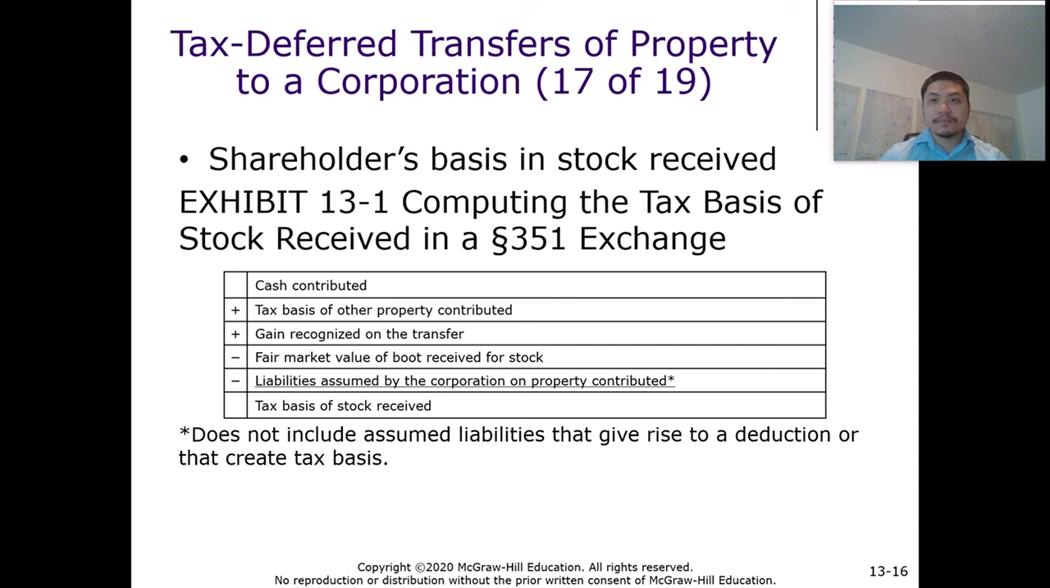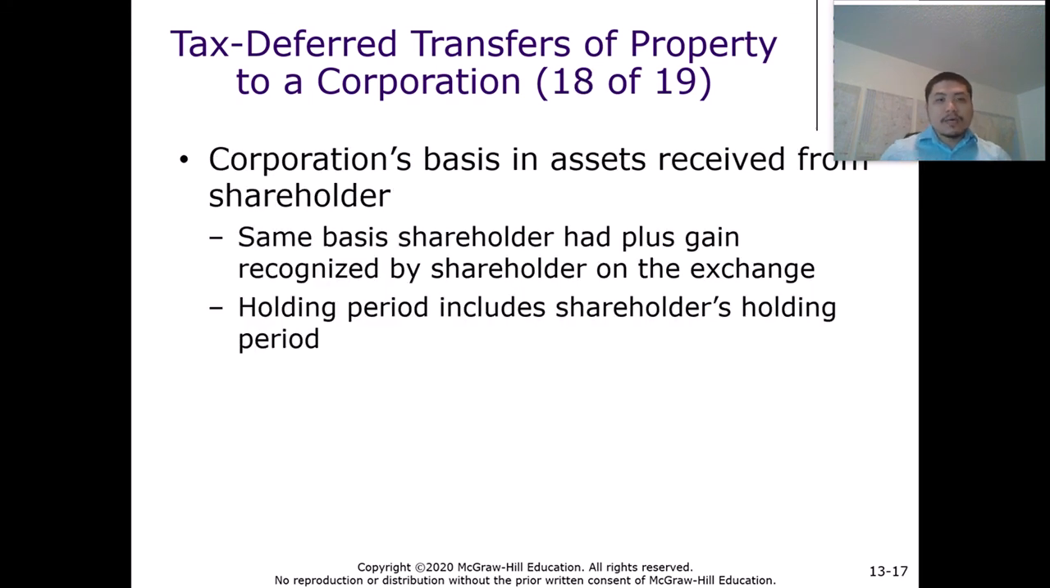In case of a complex transaction, where there are multiple properties involved, liability assumed by the corporation, and boot involved as well, you can use this formula to calculate the tax basis of the stock, right?